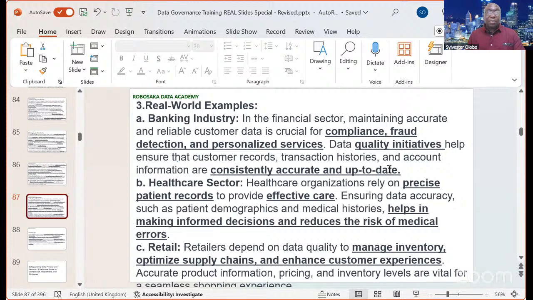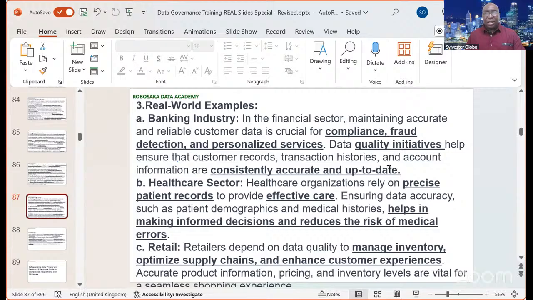Healthcare, you mentioned healthcare the other time, relies on precise patient records to provide effective care. Ensuring data accuracy, such as patient demographics, probably age or social class, and medical history, helps in making sound, informed decisions and reduces the risk of medical errors that will take place if errors are not put in check.